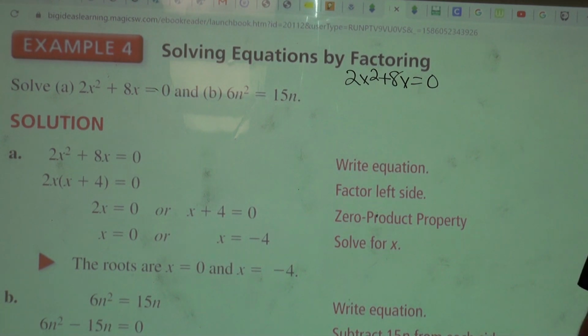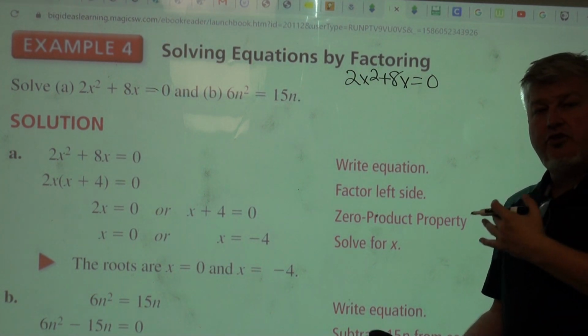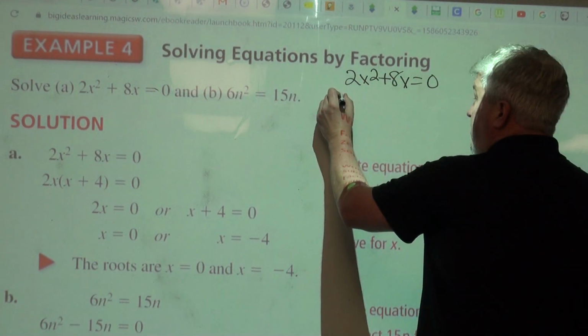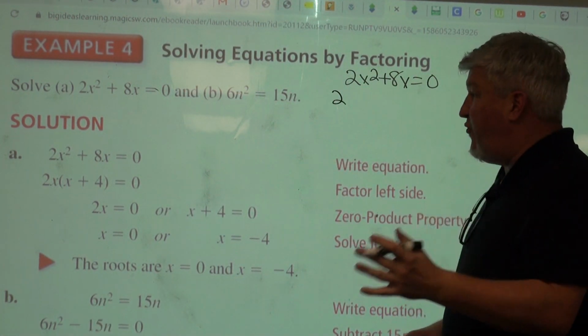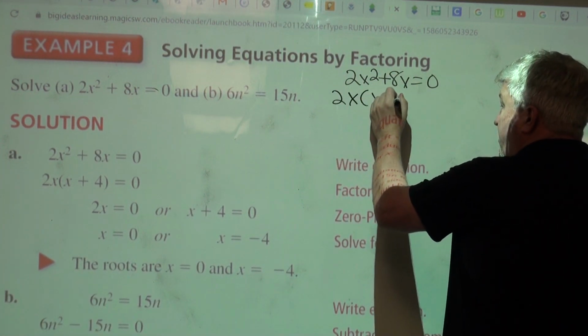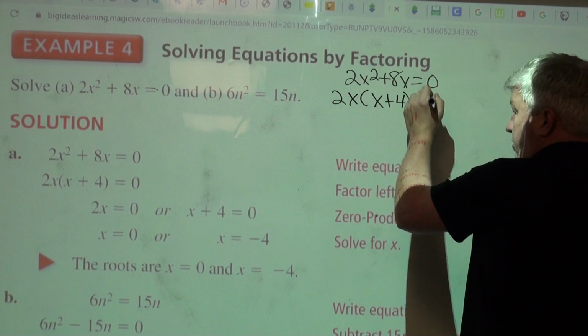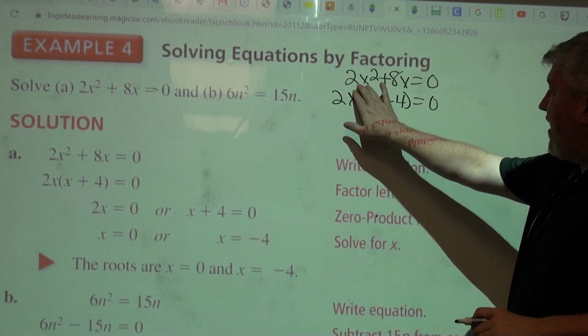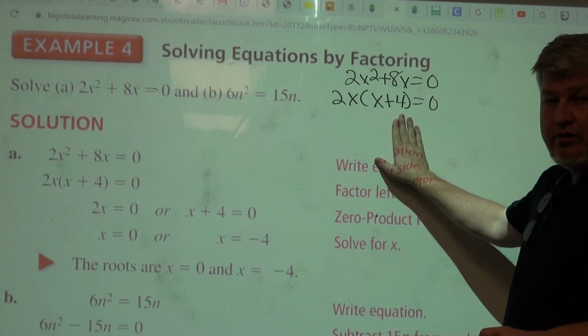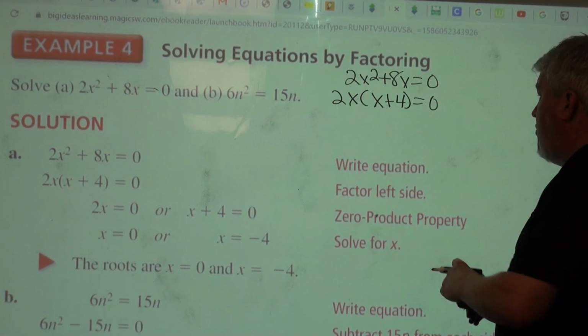The first thing you need to do is recognize that you can factor this. I can pull a 2 out, and I can pull an x out of both terms. If I pull out a 2x, that leaves me with x plus 4 equals 0. All right, because there's a 2x in here and a 2x in here. That leaves me with 1x left and 4. And now I set those equal to 0.